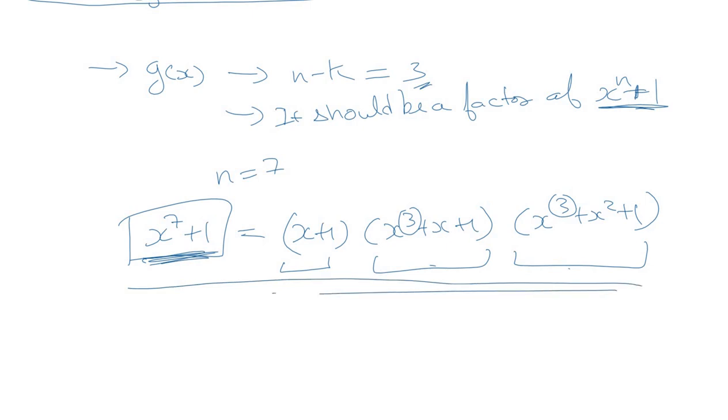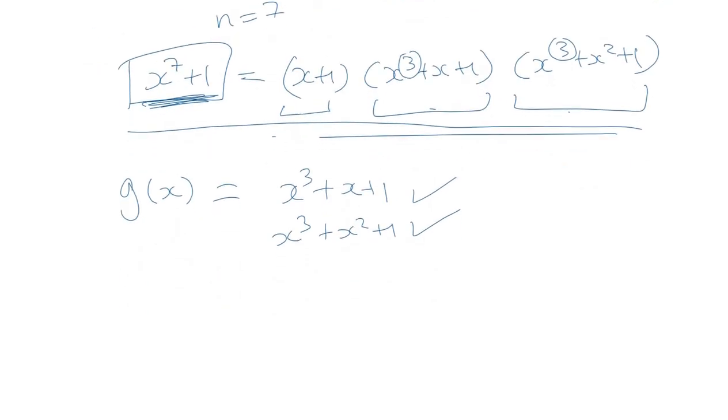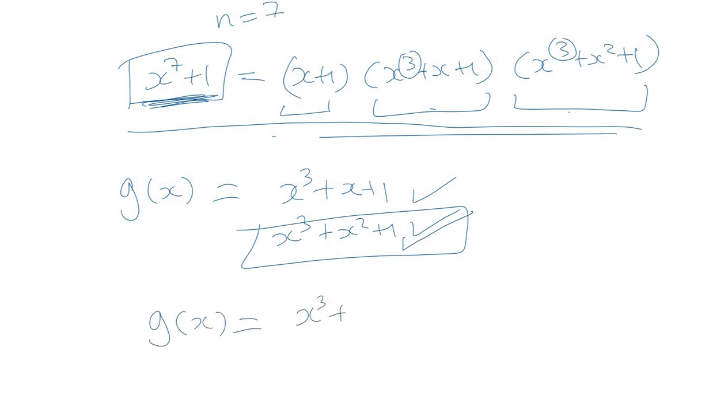So there are two possible choices of g(x), the generator polynomial: x cube plus x plus 1 and x cube plus x square plus 1. You can take any of these two choices. Either it will be given in the question, or since it is not given, you can take any of the two. Let's assume that g of x, the generator polynomial, is x cube plus x square plus 1.